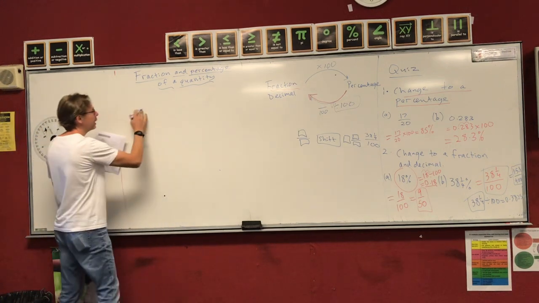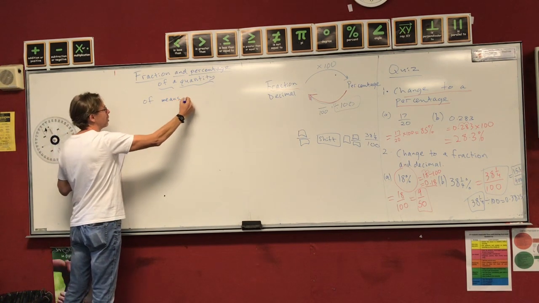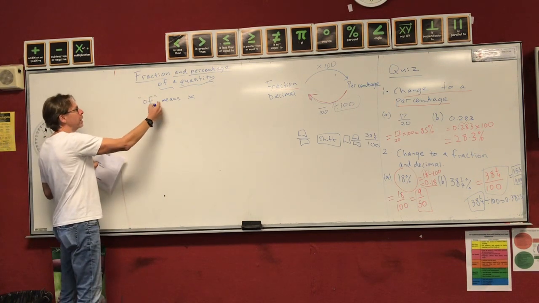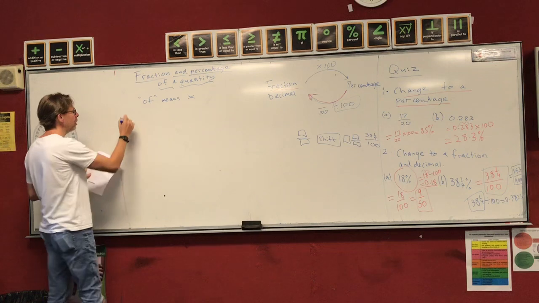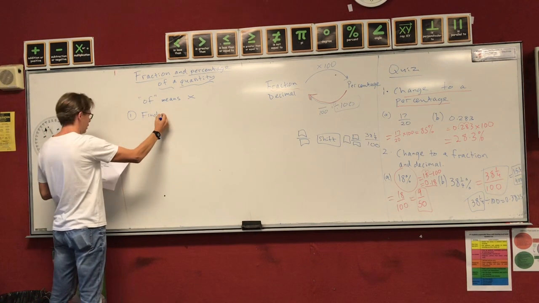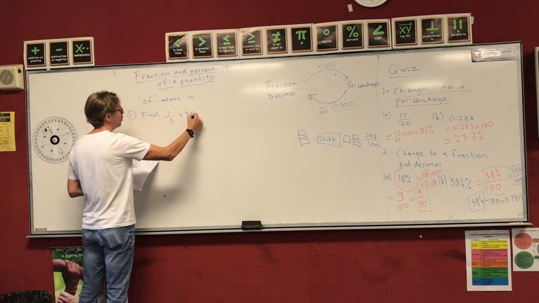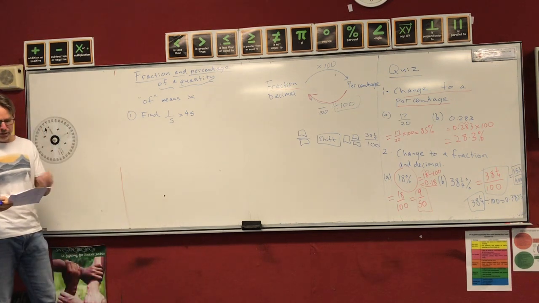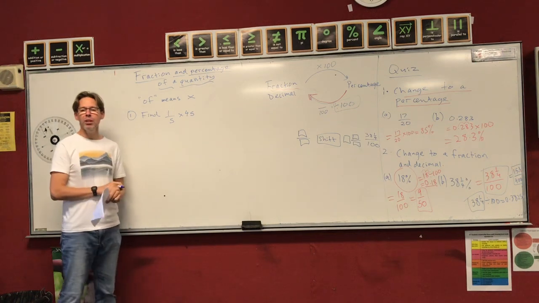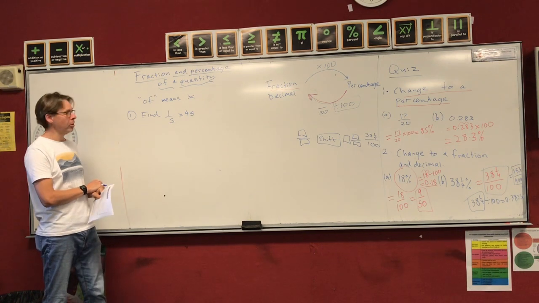Now, in mathematics, of means multiply. Okay, so of means multiply. So let's have a look at the first question. Number 1, find 1/5 multiplied by 45. Okay, 1/5 times 45. What has this got to do with percentages? You will see coming up. This is a bit of an introduction to help you with the skill for this exercise.